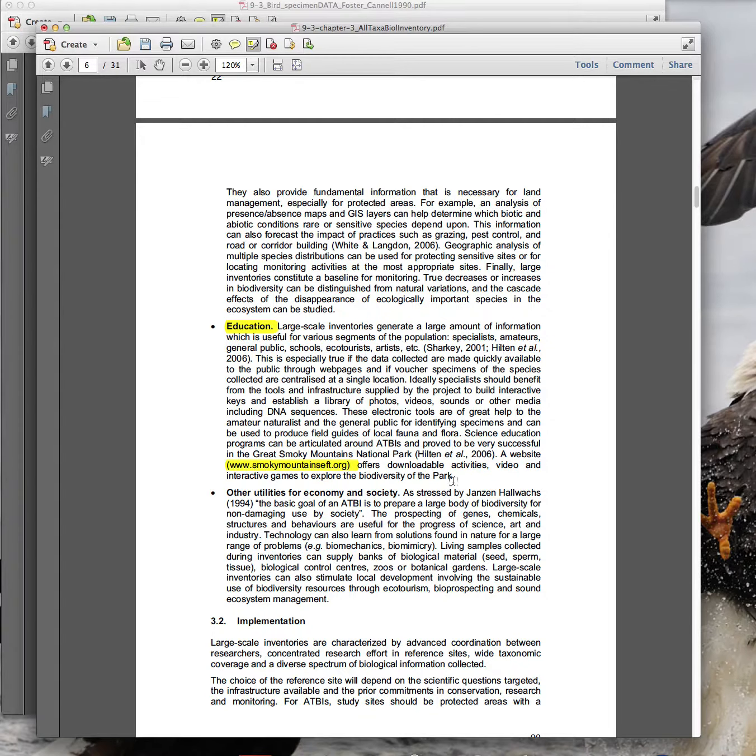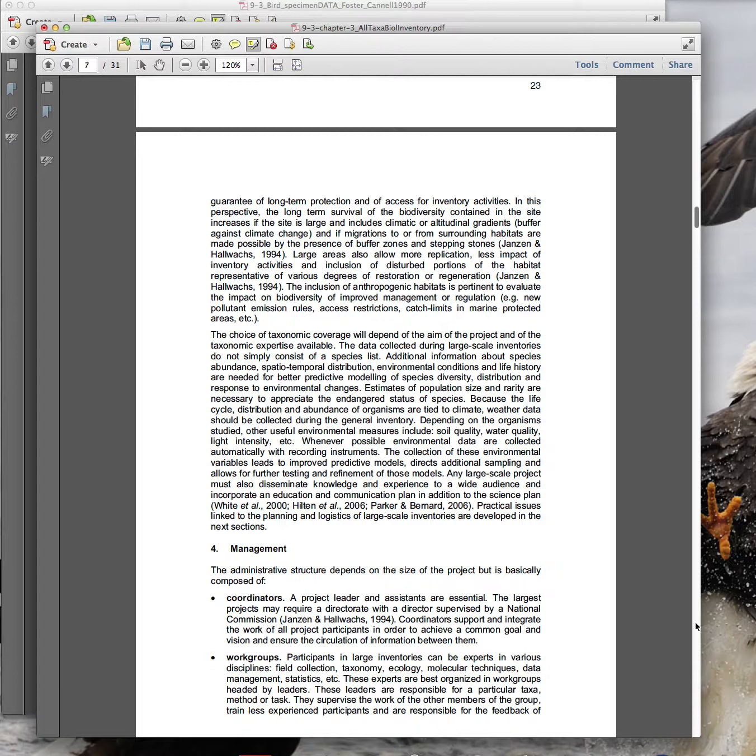You'll notice that this justification for these big inventories sounds a lot like the justifications for having a natural history museum or collection in the first place. So these will not be foreign to you. Then they talk about implementation and how you choose a site, here and continued on the next page.